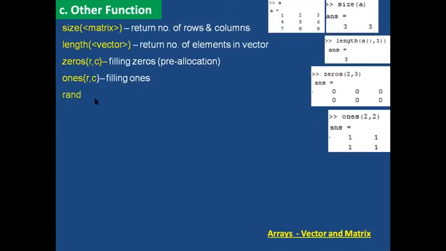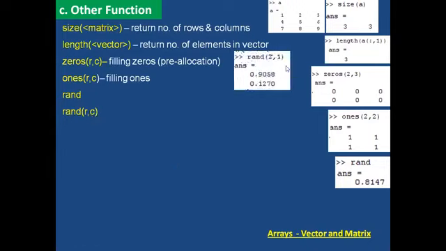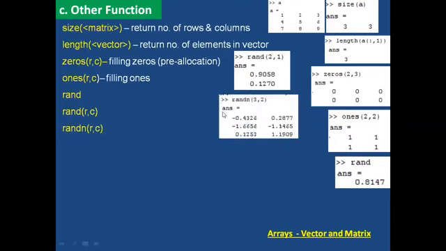And then rand, this function will return a random value between 0 and 1. And rand r comma c will return this many rows and this many columns of random values between 0 and 1. So rand 2 comma 1 gives 2 rows and 1 column, with values between 0 and 1. And this, randn, is actually normally distributed random values for this many rows and this many columns. So this is the function output.